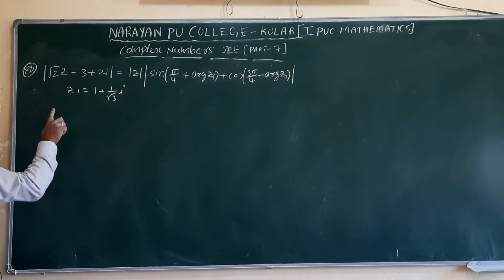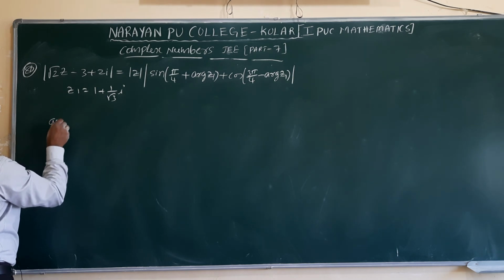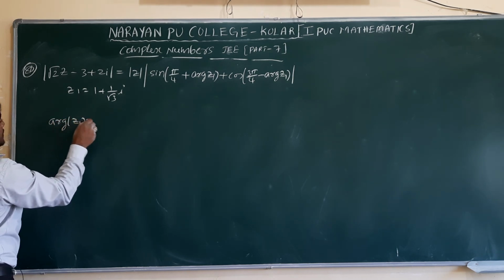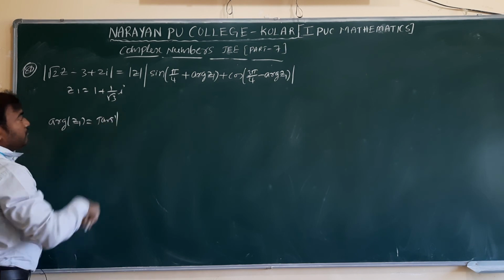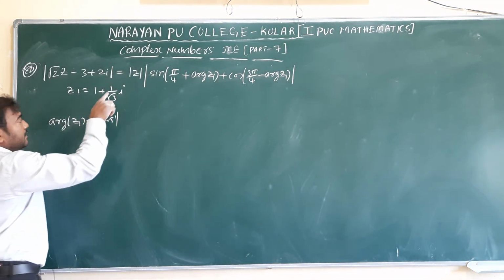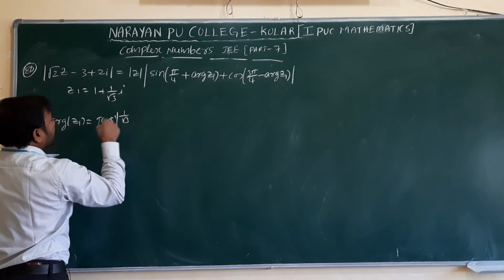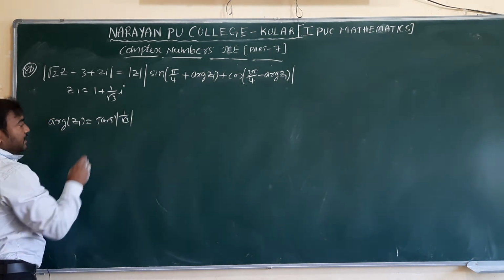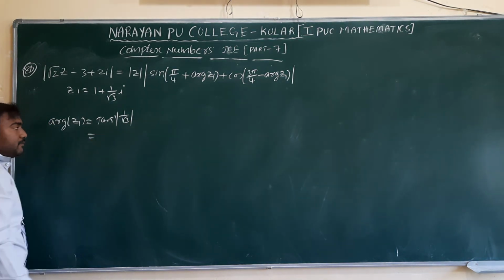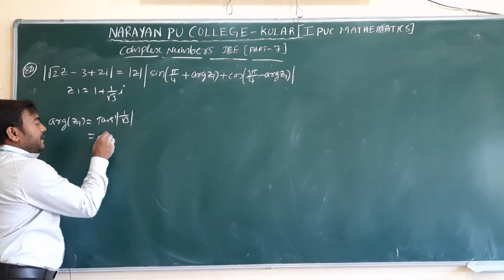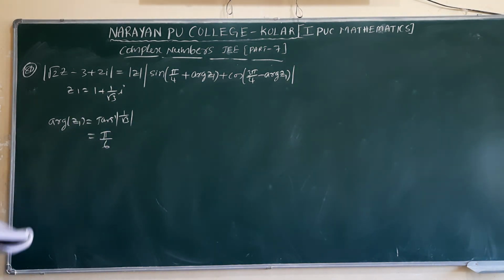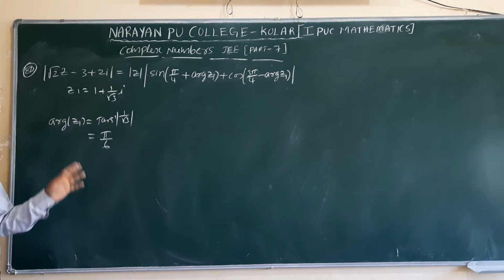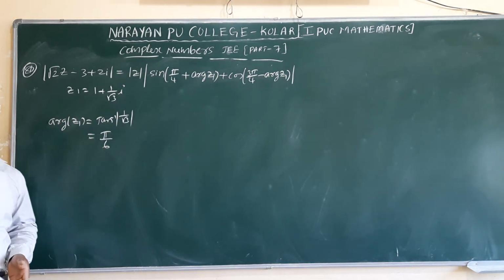So z1 is given. Argument of z1 is equal to tan inverse of modulus of y by x. Here 1 by root 3 by 1, we are getting tan inverse of 1 by root 3. So tan inverse of 1 by root 3 should be pi by 6. Both are plus. If both lie in the first quadrant, the argument should be theta only. The argument of that one is equal to pi by 6.